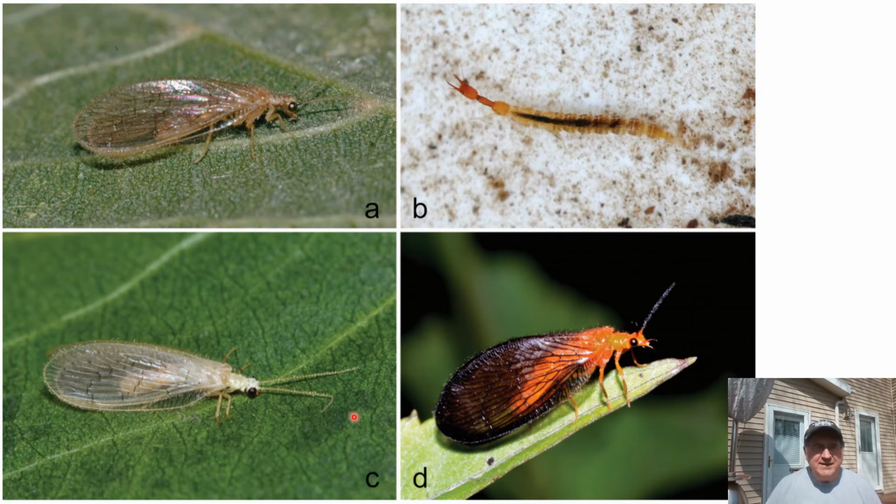Here we have different adults. The adults are kind of generalized and not very spectacular. We're going to see some spectacular adults and particularly larvae in the Neuroptera. But in the case of the Neuroptera family here, the adults are generally a mundane, lacewing type of appearance.